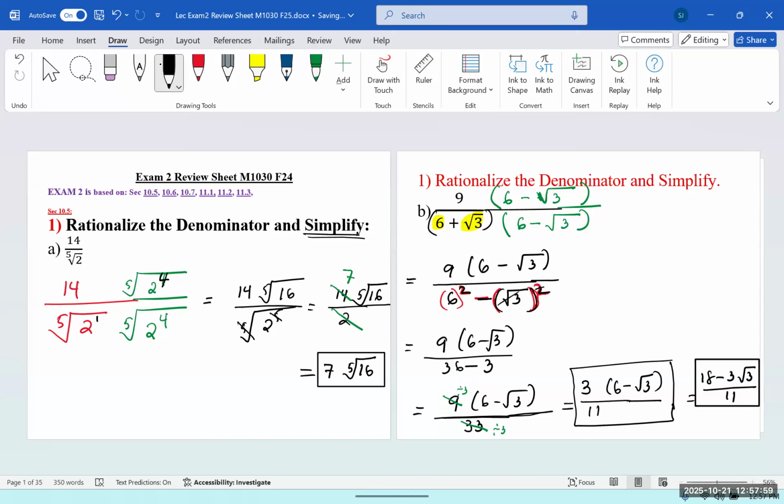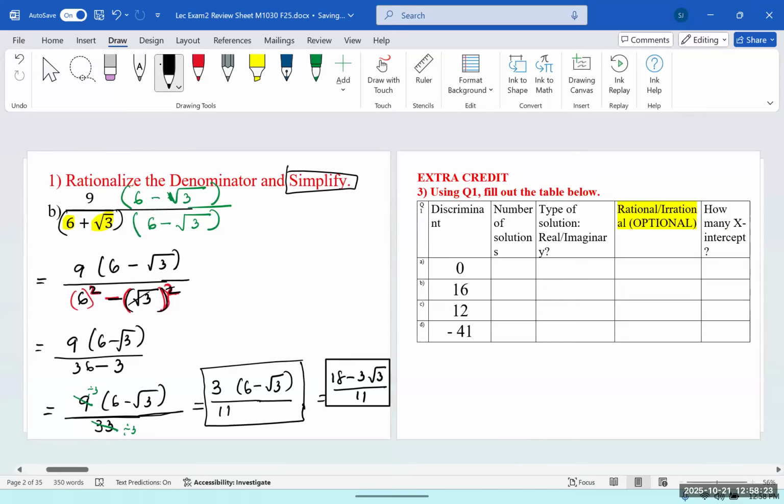If you did distribute here, when you distribute, you have to cancel both of them again. You get partial credit, but you lose points because it doesn't simplify. Anytime you can simplify anything, you should simplify. So yeah, in the quiz, if you didn't simplify, you're going to lose points.